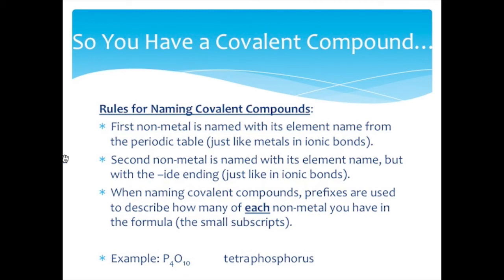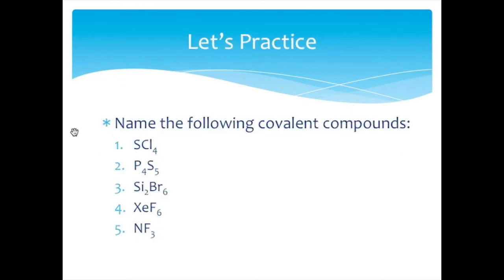Oxygen is our second nonmetal. Well, it gets its nonmetal root, its element name, with the IDE ending. However, there are way more than one oxygen in this chemical formula, and the prefix for 10 is deca. So the name of this compound, once we are completed, is tetraphosphorus decaoxide. Let's do a couple more examples. Covalent naming is slightly more simple than ionic naming, as there are fewer loops to jump through as you name the compounds. So go ahead and practice these and see how comfortable you feel naming covalent compounds.